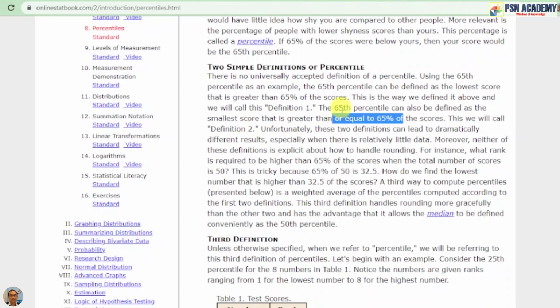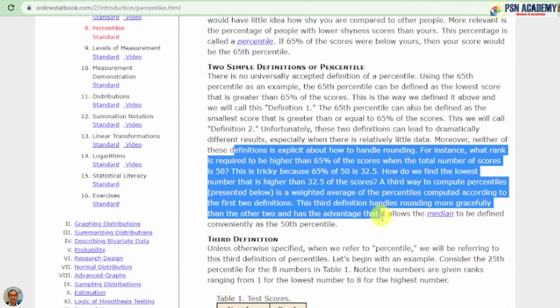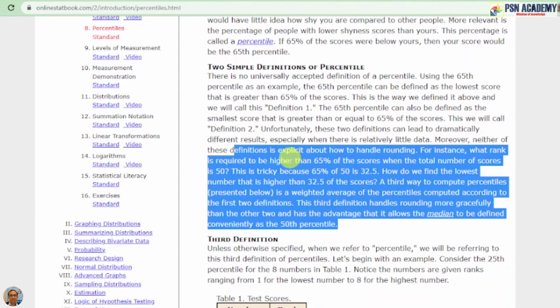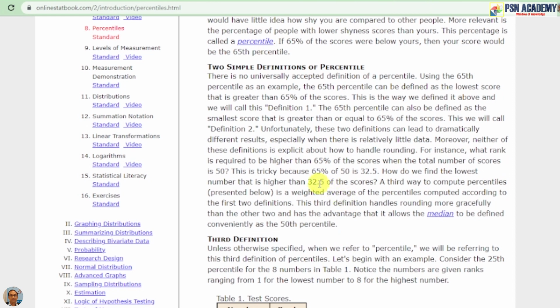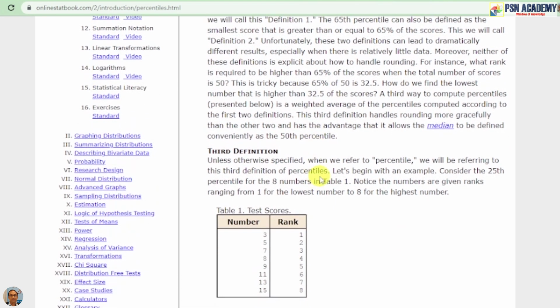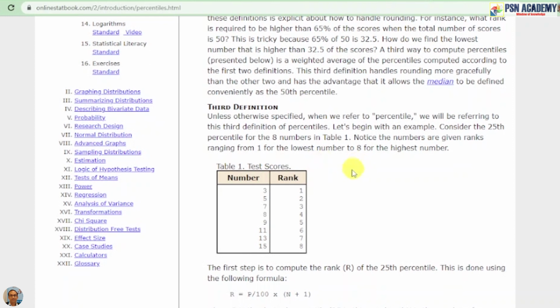Now, what is the problem with this? These are the 2 ways you can find out the percentile, and this can lead to dramatically different results. This difference will be more obvious if you have a relatively small data set. Now you just go through this and see what these things are talking about. And the video is getting longer, so I will go to the third definition that he is suggesting.